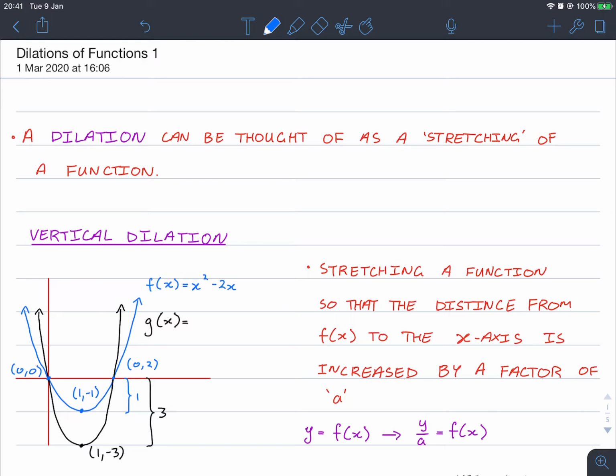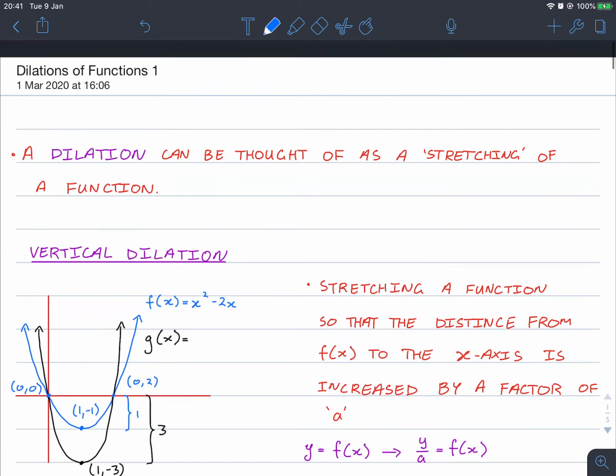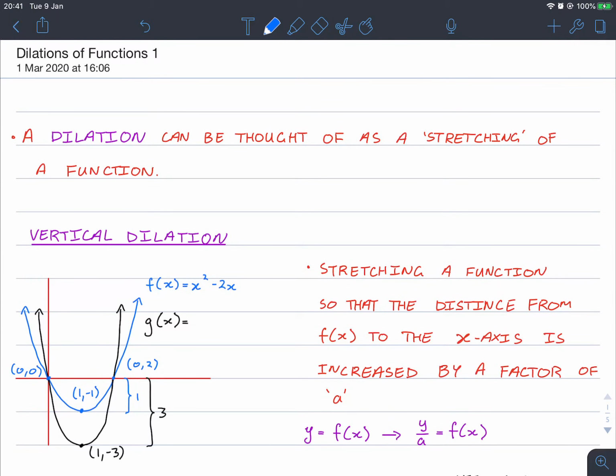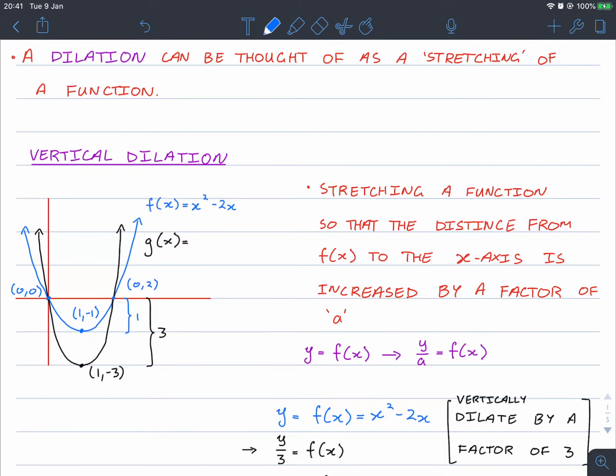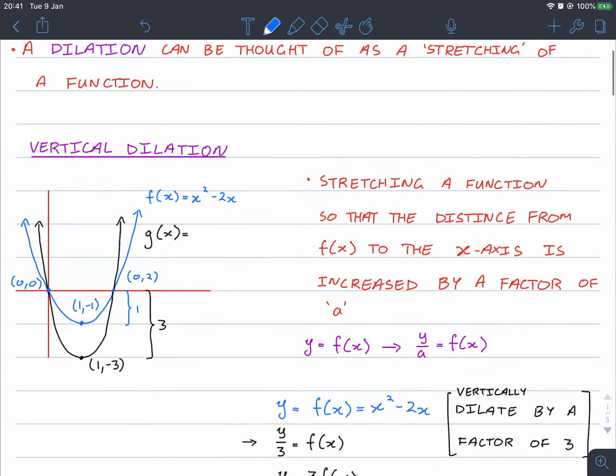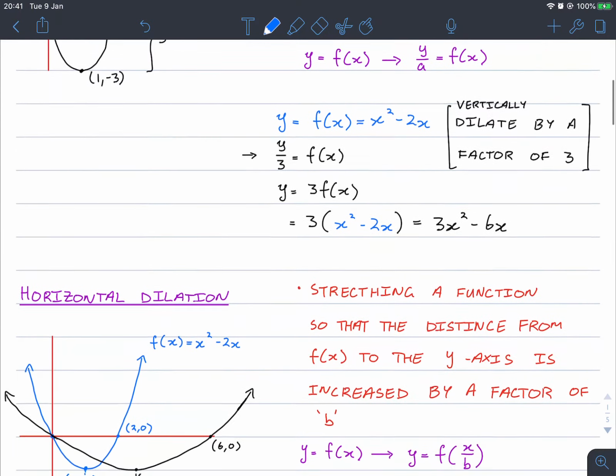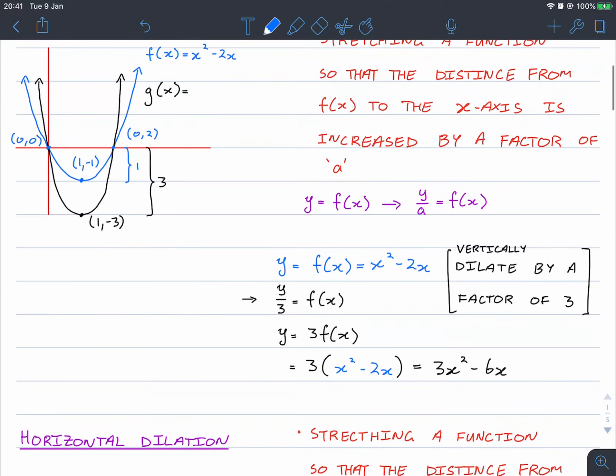Hello class, this is a video tutorial on dilations of functions. A dilation can be thought of as a stretching of a function. Dilations can be summarized into two types: vertical dilations and horizontal dilations.